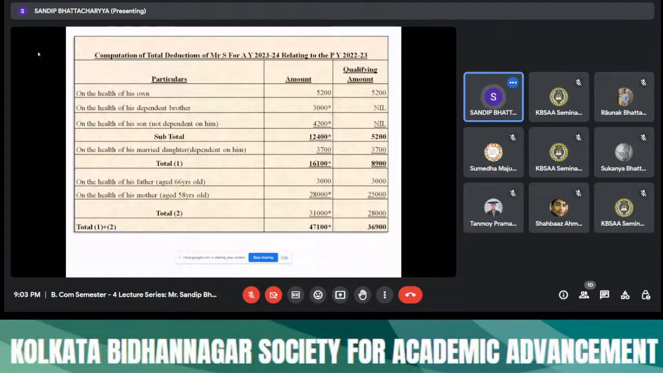যদি তাদের অ্যাসেসির প্যারেন্টস সিনিয়র সিটিজেন হয় তাহলে ম্যাক্সিমাম 50,000। তাহলে আমার এখানে তার ফাদারের জন্য কত দিয়েছি আর 3,000, তাহলে আমি এখানে পুরোপুরি 3,000 পাবো। But see, on the health of his mother aged 58 years old, so the age of his mother doesn't exceed 60 years, so that it is 58 years old, so maximum benefit will be 25,000. So দেখো এখানে আমি স্টার দিয়ে লিখেছি 25,000. So the total is 36,900 claimed under section 80D.